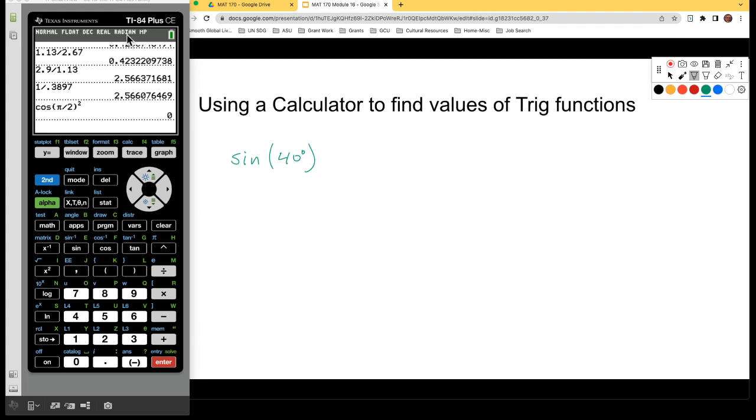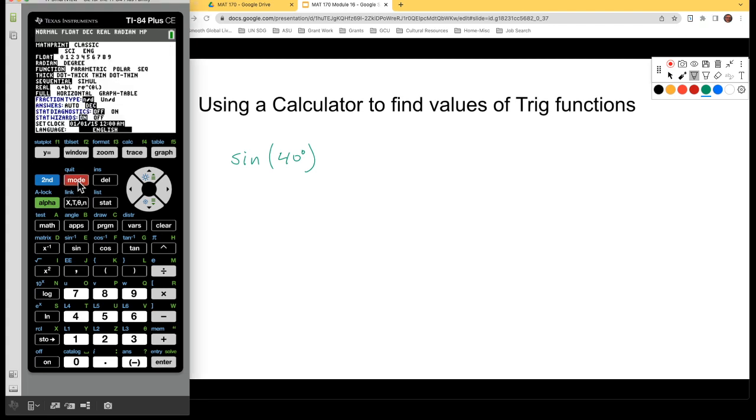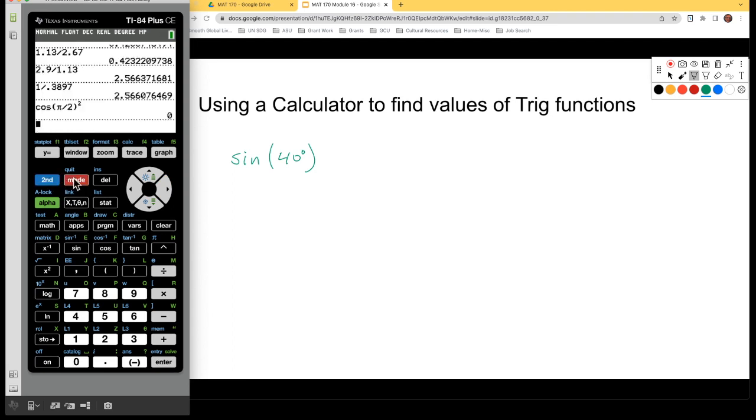We have to tell the calculator, since we're using degrees, we have to switch it to degrees. That's done by clicking on the mode button. If we come down a little bit, there's radians. If we want degrees, we arrow over, hit enter, and now we're in degree mode. The way I get back, I don't know if it's the only way, but I'll go to quit. So I go second, quit, and that takes me back to the main screen. Now you see up here, I'm in degree mode.